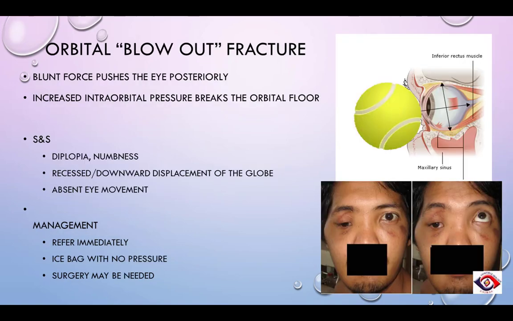An orbital or blowout fracture can occur when a blunt force pushes the eye posteriorly. This increased intraorbital pressure breaks the orbital floor. Signs and symptoms of a blowout fracture include diplopia, numbness, recessed or downward displacement of the globe of the eye, and absent eye movement.